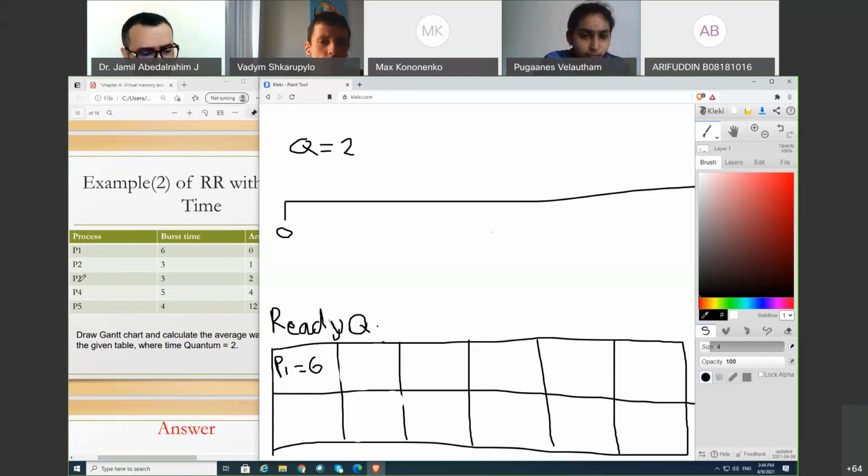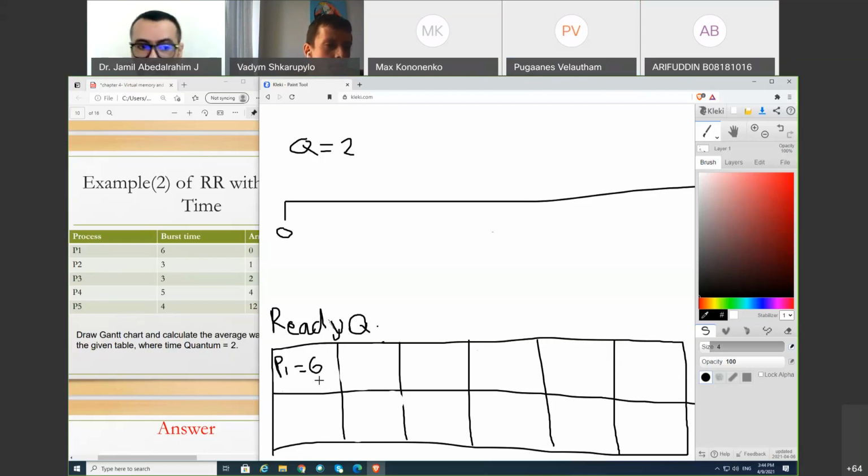Max, before we execute the next, just follow step by step to understand this mechanism. First step, we are at 0 unit. Which process is ready to enter the memory at 0 unit? First process. Exactly, only P1. So we write down in the ready queue table P1 equals the burst time.